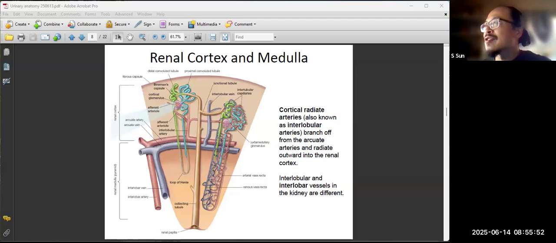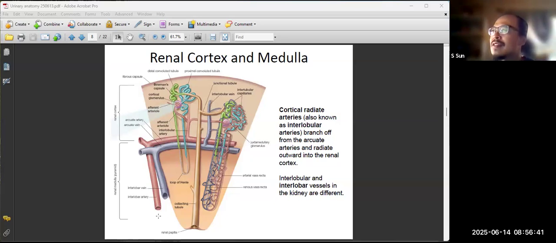It becomes very complicated, right? So the efferent arteriole will go into the peritubular capillary, wrapping around, basically trying to absorb the water back, and then going into the interlobular vein, which is also called the cortical radiate vein, and then going into the arcuate vein, and then the interlobar vein, and going back to our body. Don't get confused.